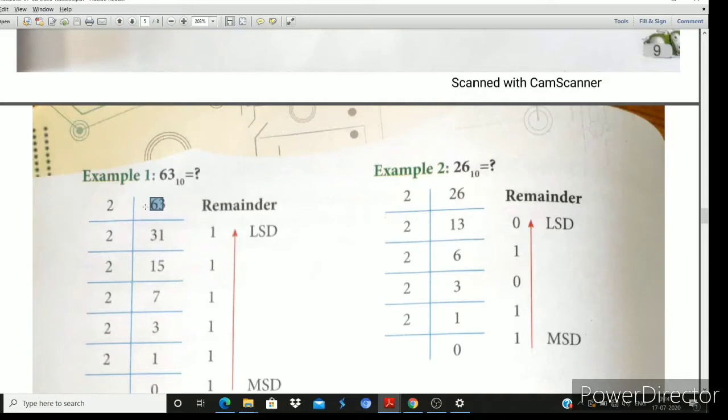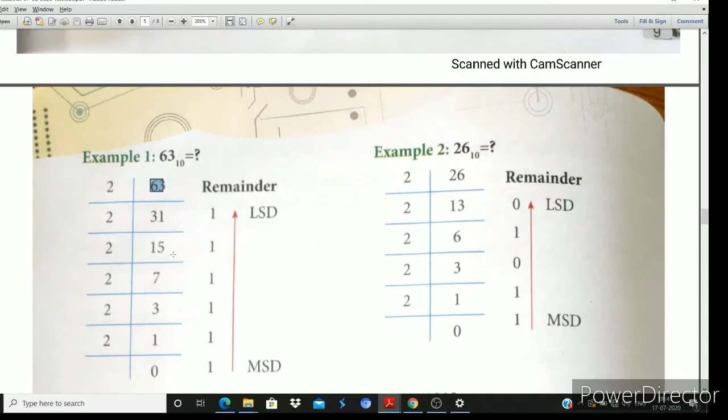Okay, so we get 31 as a quotient. Okay, so if we multiply 31 by 2, then we get 62. Okay, so then the remainder will be 1. So we just write the remainder here. Okay, so again we repeat this task, again divide 31 by 2, so we get 15, and the remainder will be again 1. Okay, so we repeat this task till we just get 1 or 0.